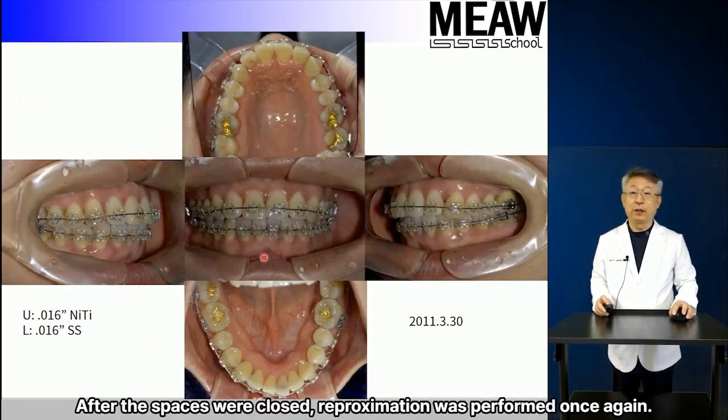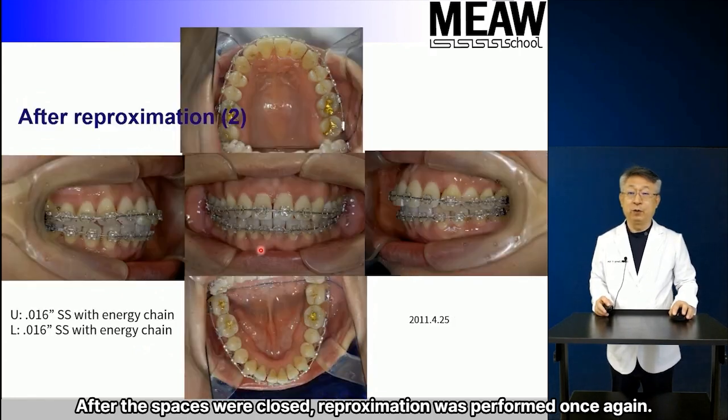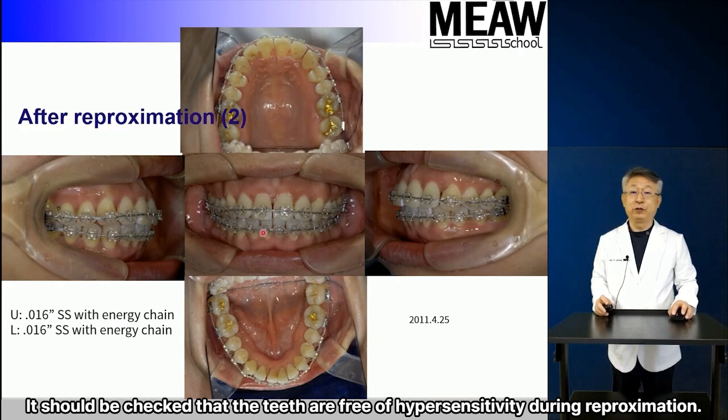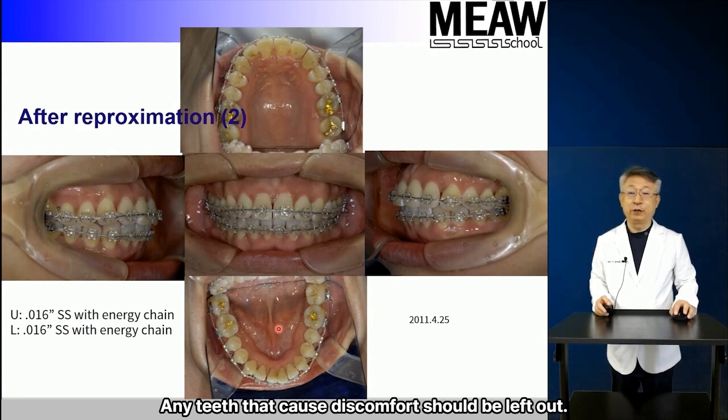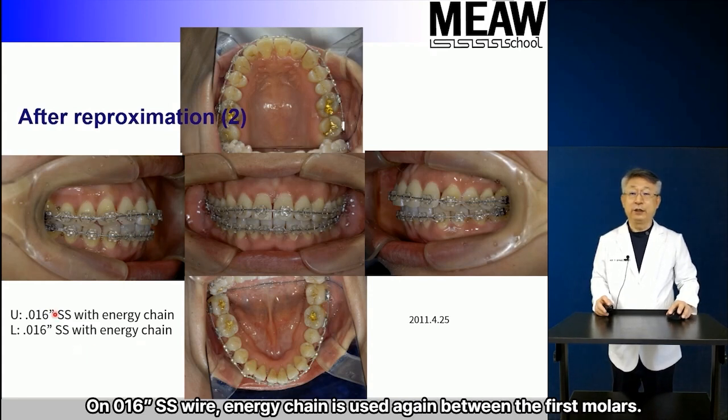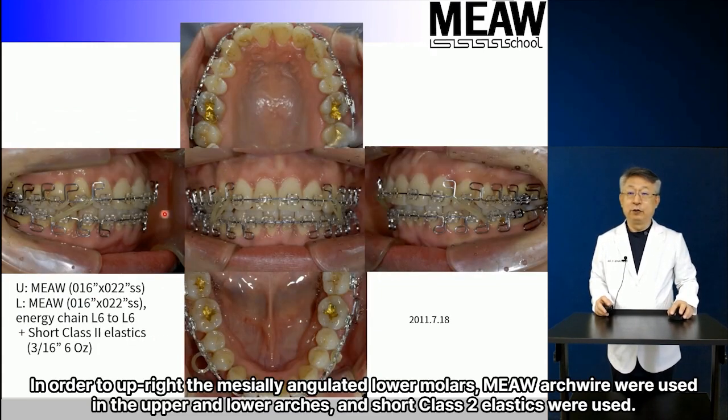After the spaces were closed, reproximation was performed once again. It should be checked that the teeth are free of hypersensitivity during reproximation. Any teeth that cause discomfort should be left out. On 0.016 SS wire, energy chain is used again between the first molars. In order to upright the mesially angulated lower molars, Mio arch wires were used in the upper and lower arches, and short class 2 elastics were used.